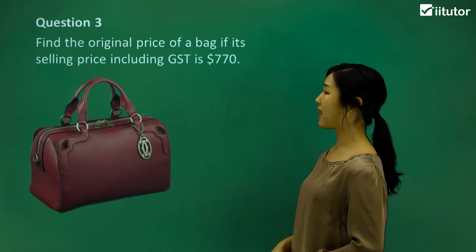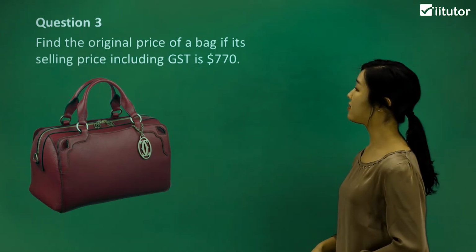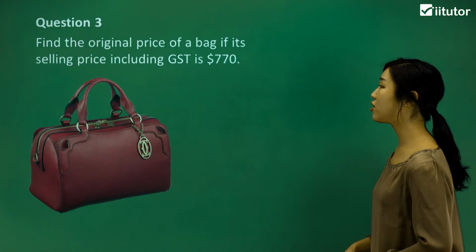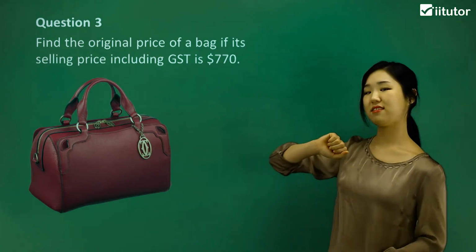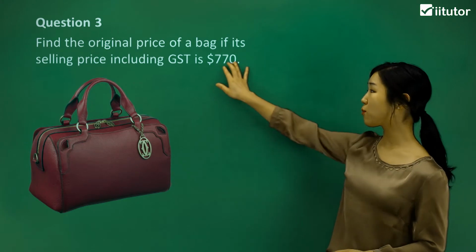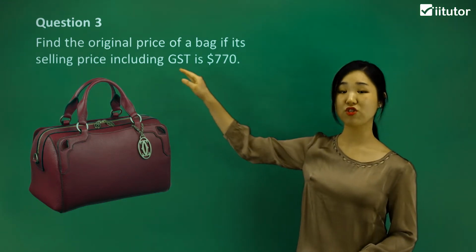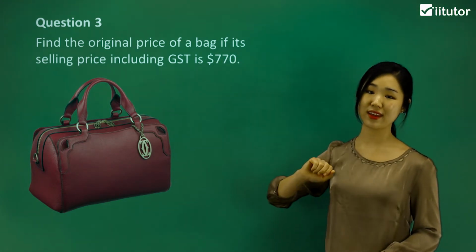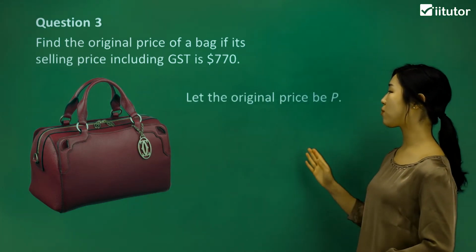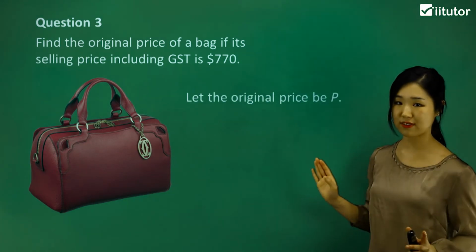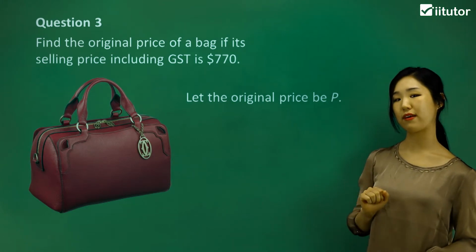Alright, question 3. Find the original price of a bag if its selling price includes GST. If the selling price including GST is $770. So this is the price including the GST. So GST of 10% is included all in here. So guys, what I'm going to do is let the original price be P without the GST, okay? So the P is the original price.